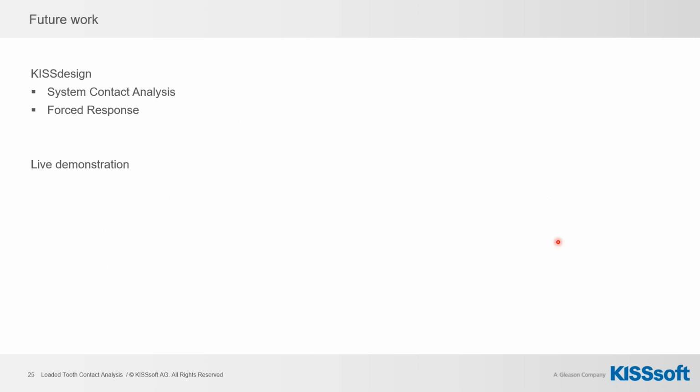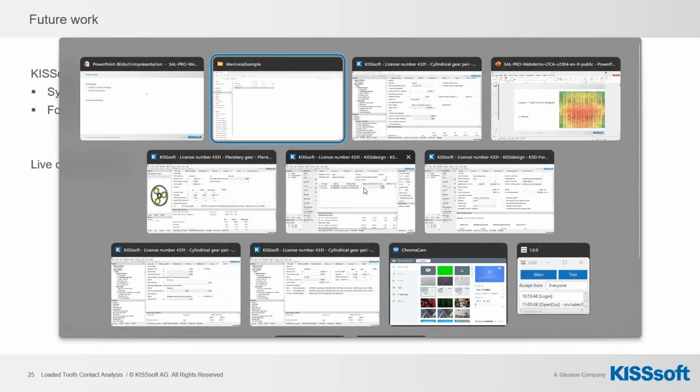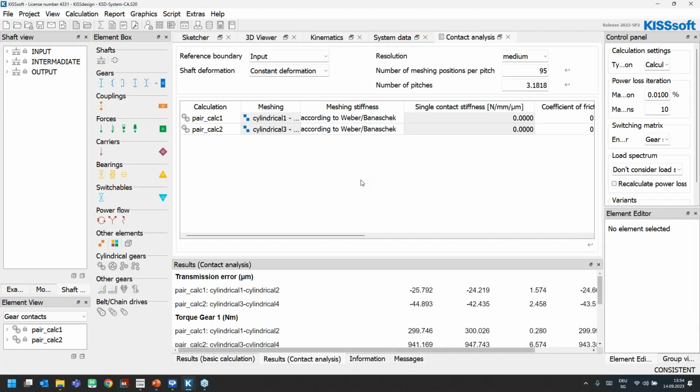So we still have 6 minutes left, so let me speak just a few sentences about where we're going in the future, especially in 2024. Maybe some of you have heard we will introduce KISSdesign as a new product, which is a system calculation tool. So that's the big brother of KISSsys. And there we are working on system contact analysis and, in addition, on forced response. I would like to show you some calculation results from this new module.